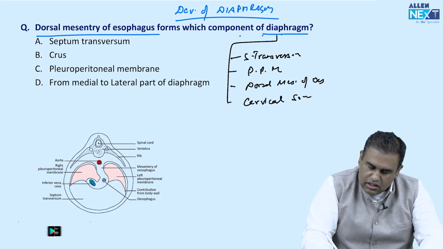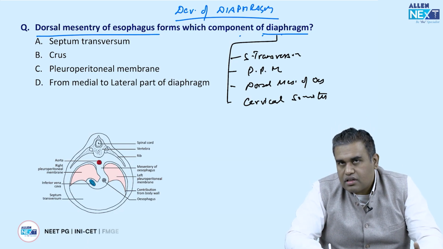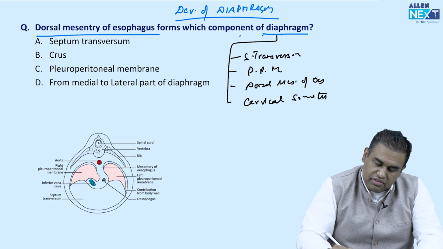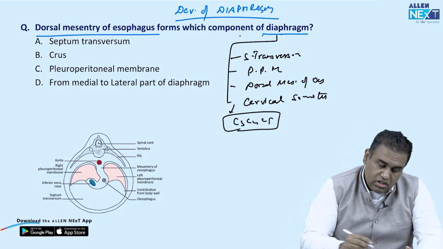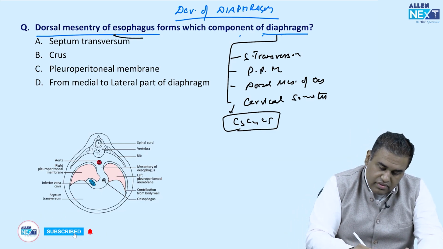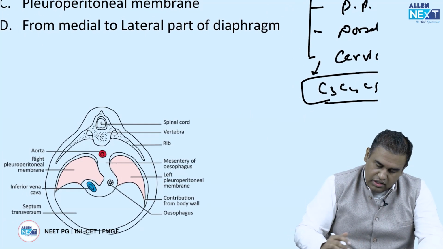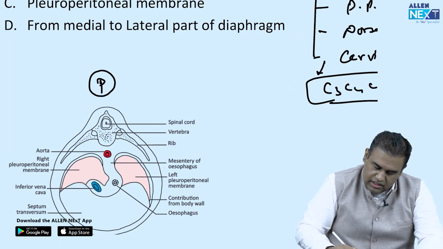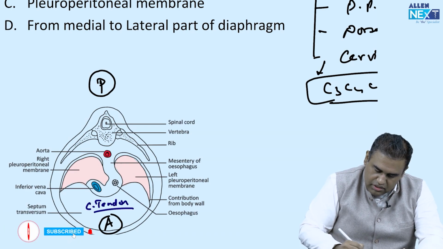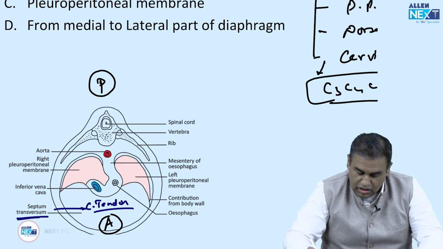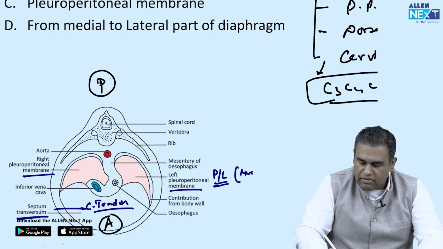Why cervical? Because the diaphragm in the initial phase of development lies close to the neck. Therefore, the nerve supply of the diaphragm is the phrenic nerve with the root value C3, C4, C5. Remember that. Now, dorsal mesentery of esophagus will form what? It is from the esophagus, passing dorsally behind. In this image, this is the posterior aspect and that is the anterior aspect. Most of the central tendon part of the diaphragm comes from the septum transversum. Then these pleuroperitoneal membranes form the small posterolateral part of the muscular part of the diaphragm.